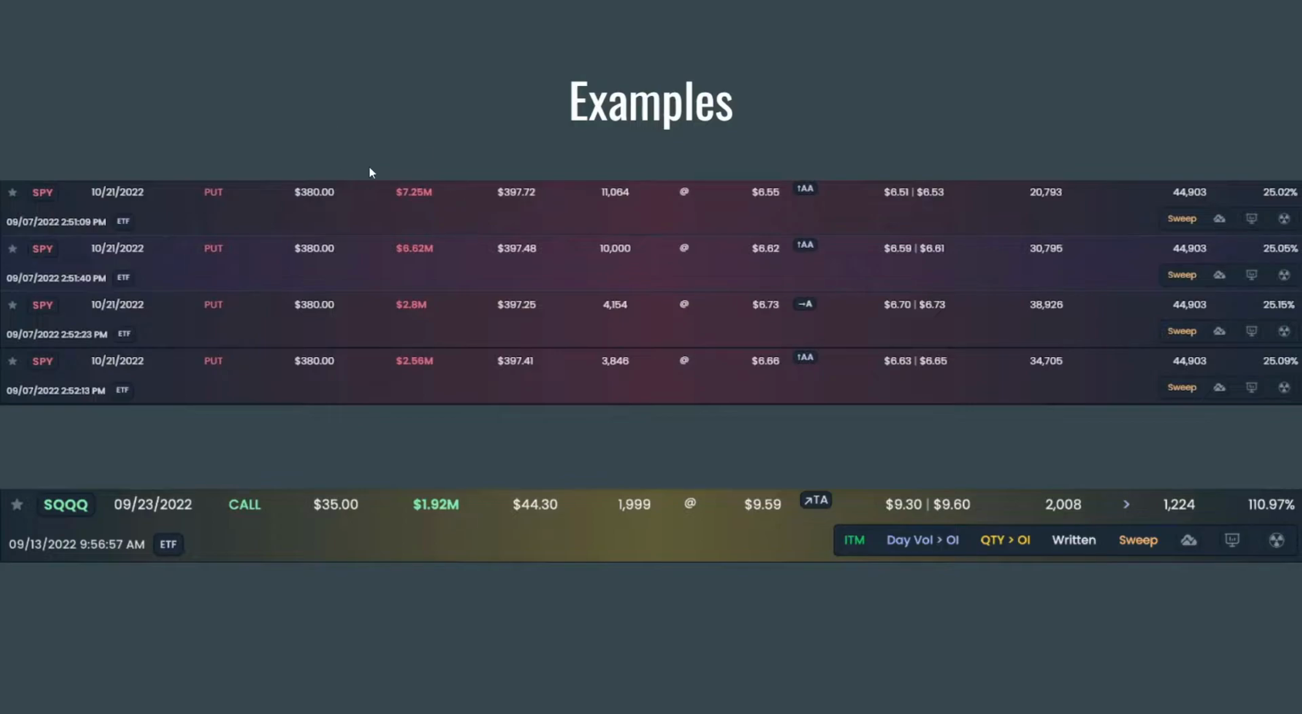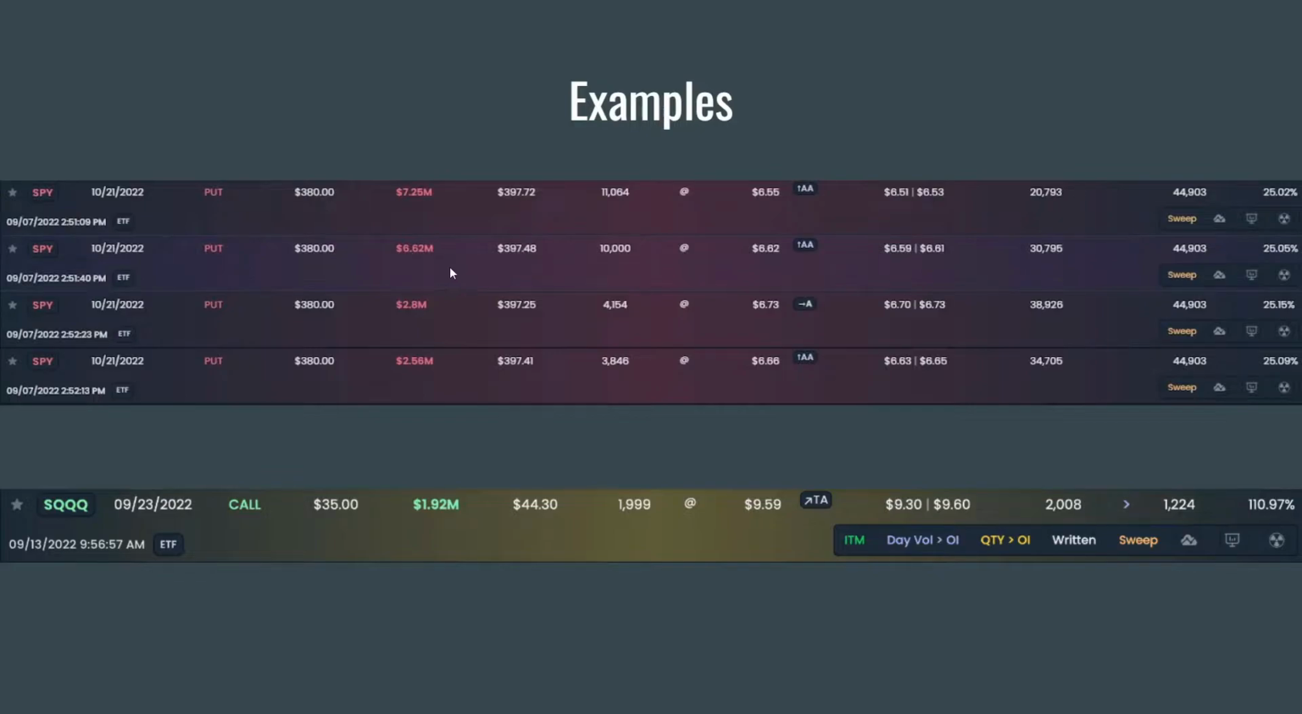So these are shown in order of decreasing size. So we start with the 7.25 million, 6.62 million, etc. But if you look at the times, this largest order was opened first at 2:51 p.m. We see that they originally got in at 6.55 above the ask, and yes, they're all sweeps. And the IV on these contracts was 25.02.